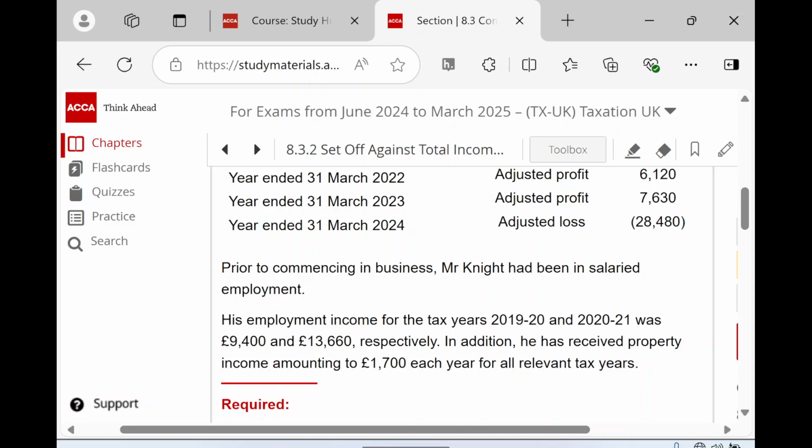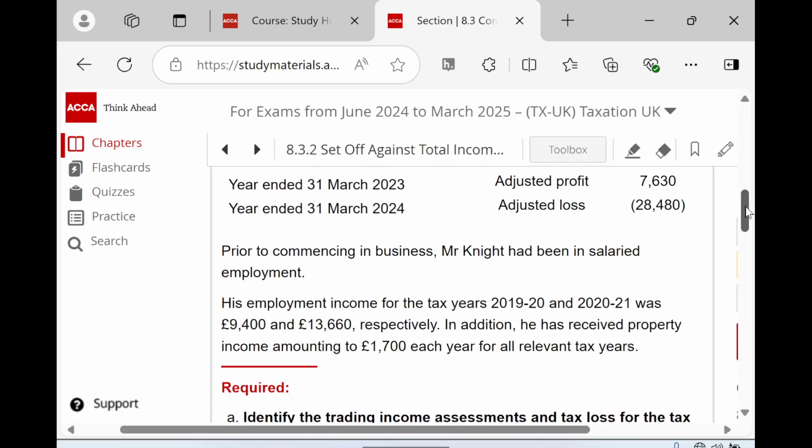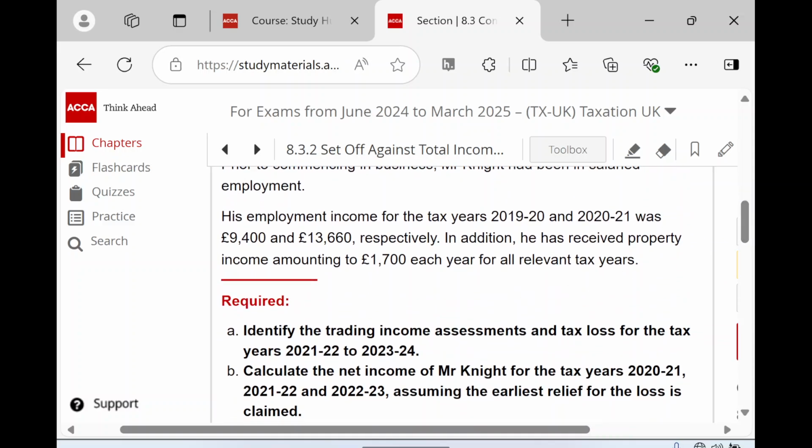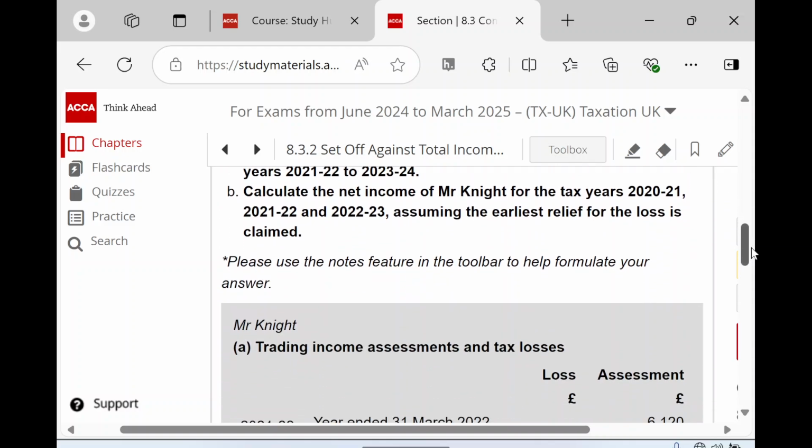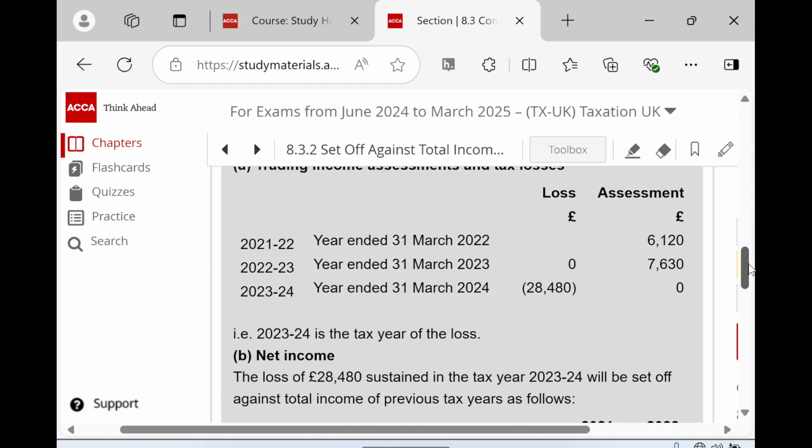So we'd be looking to set up computations for these years and then really bring the loss back under the special opening year rules. In terms of our first port of call, what we've got to do is calculate the trading income assessments. Now, as mentioned, that's not overly difficult because of the changes. Really what we've got to do is say, okay, let's relate a tax year to an accounting year. And you'll see in the answer here when we come to it, not complicated at all.